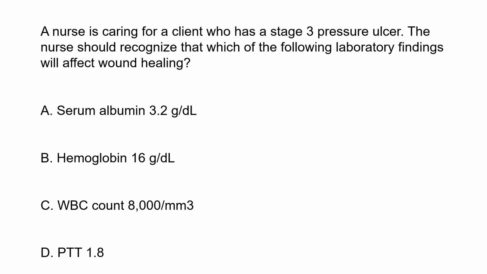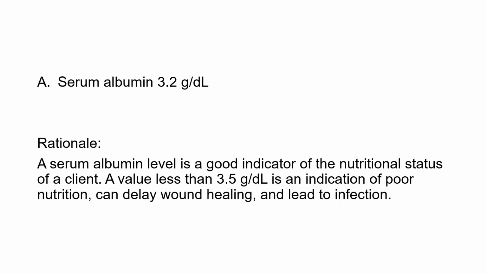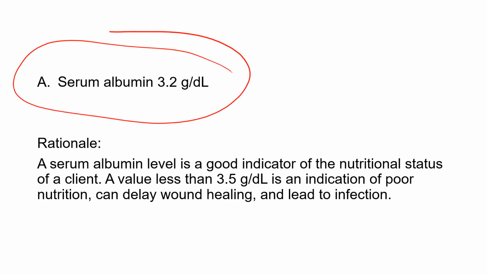All right, so a question. A nurse is caring for a patient who has a stage 3 pressure ulcer. The nurse should recognize that which of the following laboratory findings will affect wound healing? We have albumin, hemoglobin, WBC, and PTT. And albumin. Albumin level is a good indicator of nutritional status, okay? Not only that, but if a patient has a wound vac, we also want to monitor albumin because they can be losing that protein through that exudate being suctioned. All right, and that concludes this chapter.